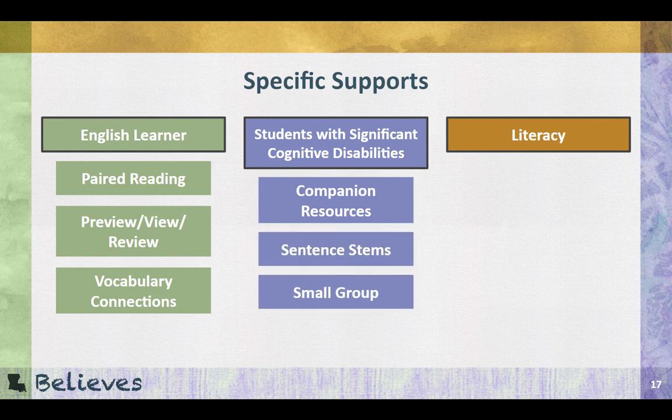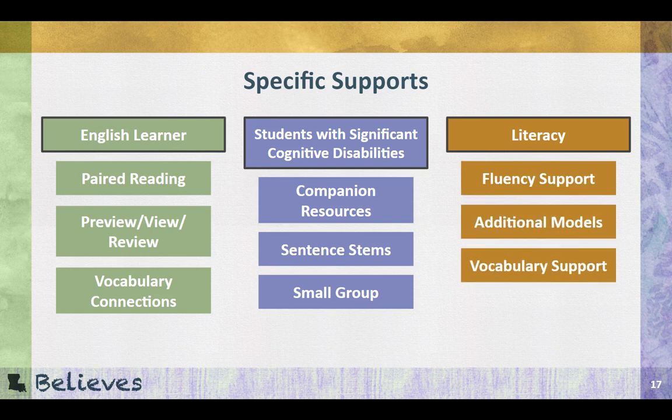For students with significant cognitive disabilities, companion resources are available on the Louisiana Believes website that are correlated to the ELA Guidebooks 3-5-2022 units, and sentence stems or frames and specific small group instruction can be implemented. For literacy supports, there are fluency practice opportunities embedded throughout units, additional models through read-alouds or partner reads, and specific vocabulary instruction such as morphology. These supports do not always have to live in these individual categories. Some can be used across a variety of diverse learner populations.